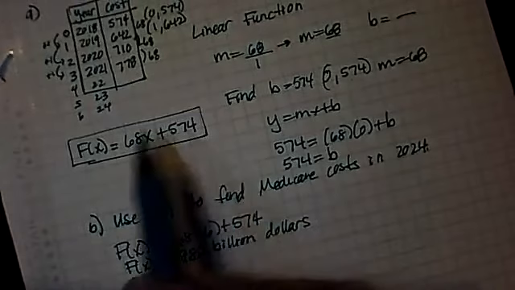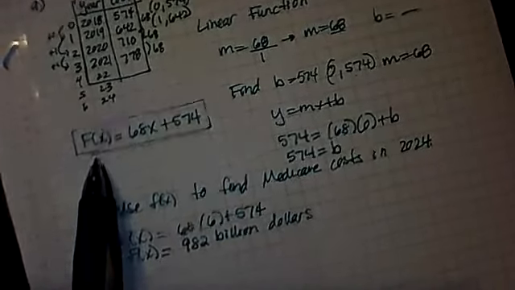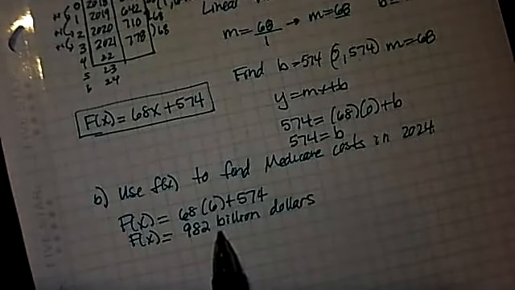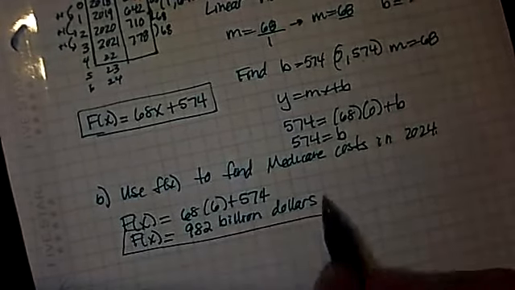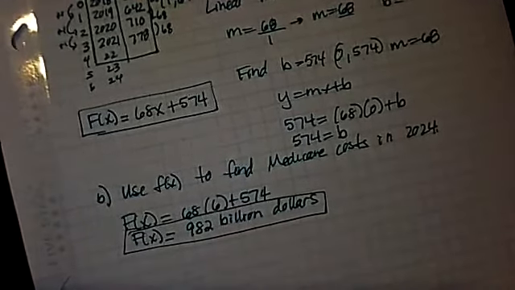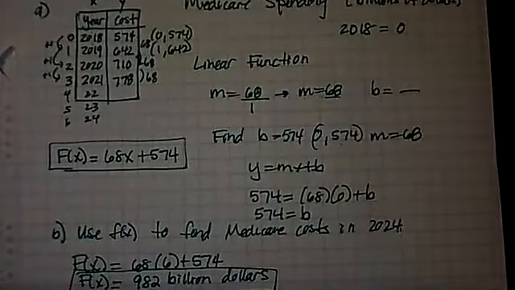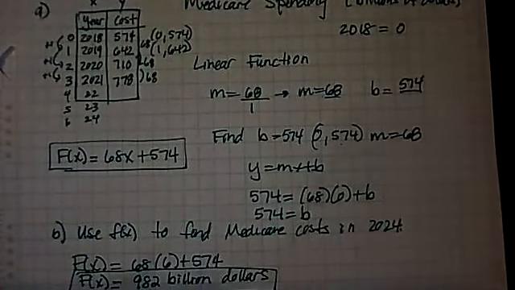So we took data, we made a linear function out of it, and we predicted what it was going to cost in the future. You can do really neat things with math, and I think you guys will be able to do that. I probably should write in here what the b was: 574. So that's all I have for you right now.